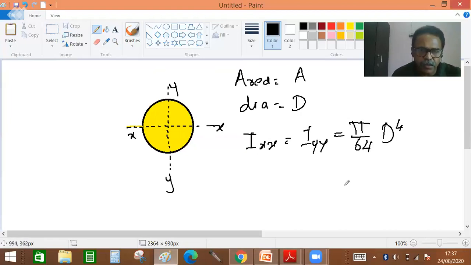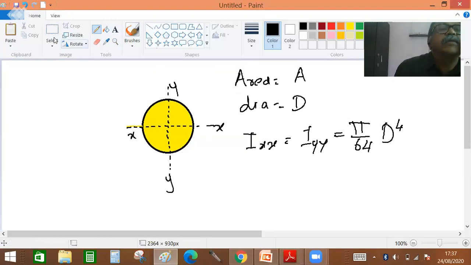So this is another shape that you have taken, a circle. For a circle, if you take moment of inertia about the x-axis and about the y-axis, being a circle, it is the same, pi by 64 d raised to 4, about both the x-axis and y-axis.